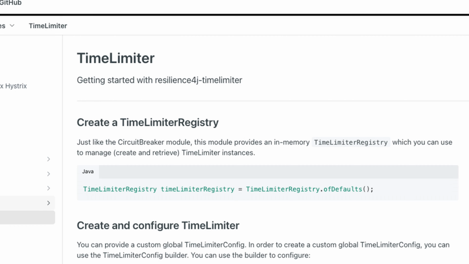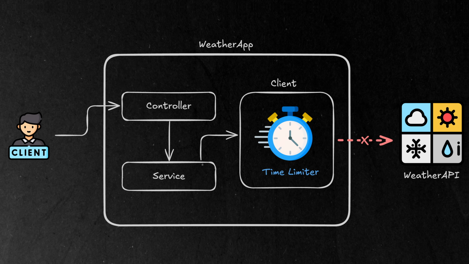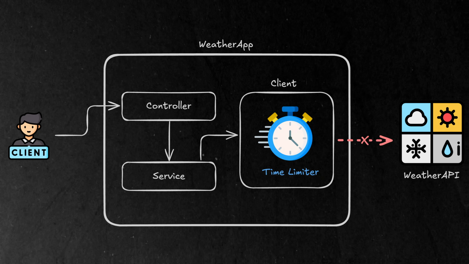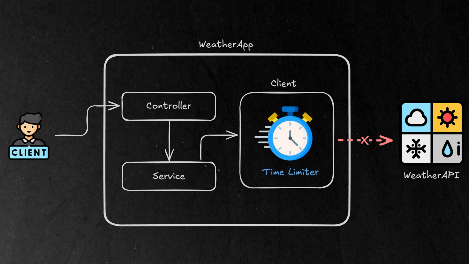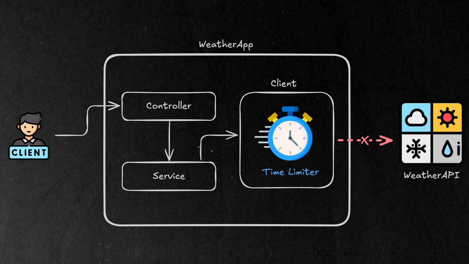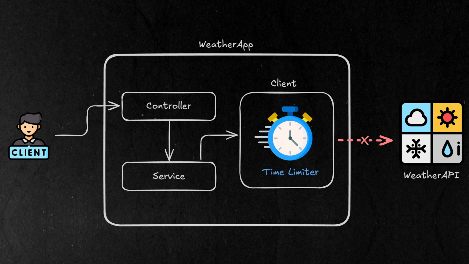Let me show you a diagram to better explain where the time limiter will be implemented. Here we can see the various packages of a weather app that is going to be implemented using Spring Boot. We can see the controller package that receives the actual call from the client. So as I said, the time limiter is going to be sitting in the client because that's where the actual API call to the external service happens, in this case to the weather API.